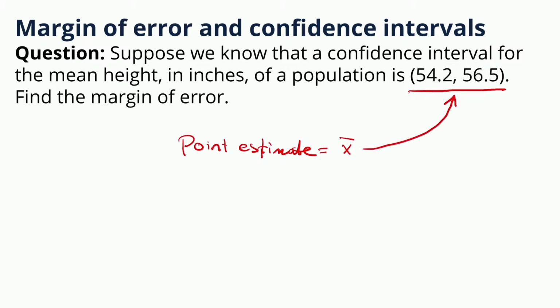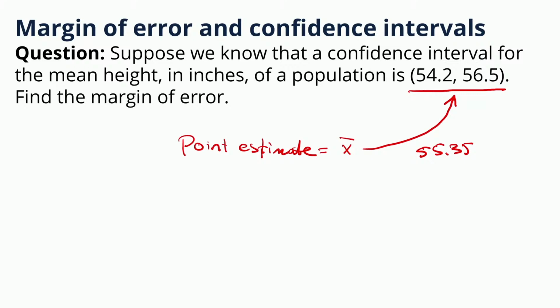So we could pull out our calculators and just average those two numbers together, and that will give us what the point estimate was, because the point estimate will be equidistant from those two numbers. So let's see, we've got 54.2 and 56.5. I'm just adding them together and then dividing. Sorry, I typed and talked at the same time and made a typo. Okay, and then I'm going to divide that answer by 2. So the middle of that interval is 55.35. So that's the point estimate.